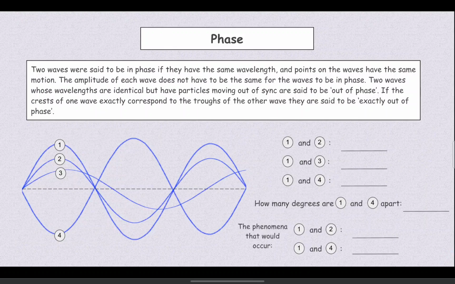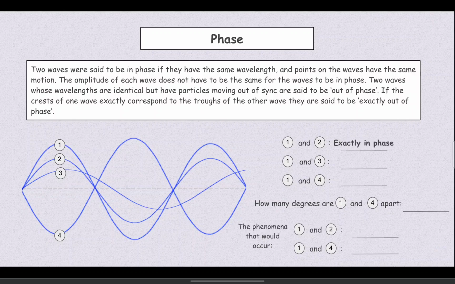When we look a bit more in depth at this, two waves are said to be in phase if they have the same wavelength and the points on the waves have the same motion. The amplitude of each wave does not have to be the same for the waves to be in phase. That means the waves don't have to go as high above the equilibrium position to be in phase, which we'll see an example of now. And two waves whose wavelengths are identical but have particles moving out of sync are said to be out of phase. If the crests of one wave exactly correspond to the troughs of the other wave, they are said to be exactly out of phase. And we'll have a look at that.